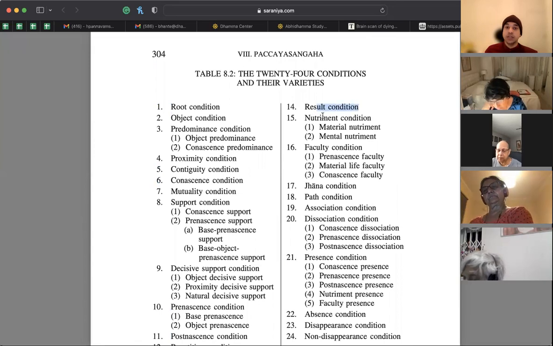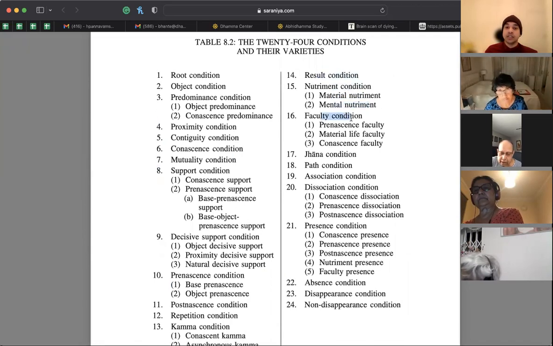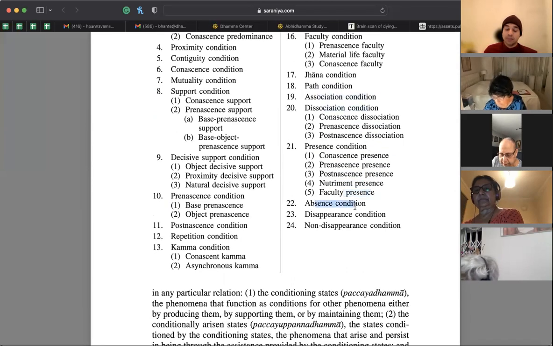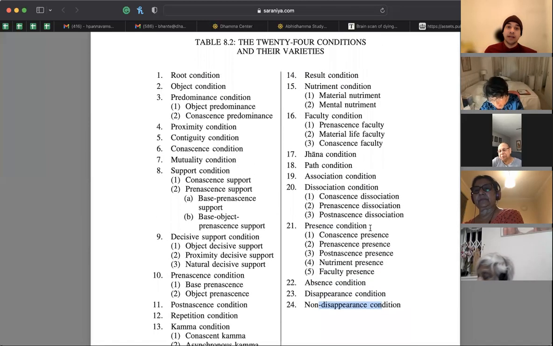Fourteen, result condition. Fifteen, nutriment condition: material nutriment and mental nutriment. Sixteen, faculty condition. Under the faculty: prenascence faculty, material life faculty and conascence faculty. Seventeen, jhana condition. Eighteen, path condition. Nineteen, association condition. Twenty, disassociation condition: conascence disassociation, prenascence disassociation, and postnascence disassociation. Twenty-one, presence condition, under which conascence presence, prenascence presence, postnascence presence, nutriment presence, faculty presence. Twenty-two, absence condition. Twenty-three, disappearance condition. Twenty-four, non-disappearance condition.